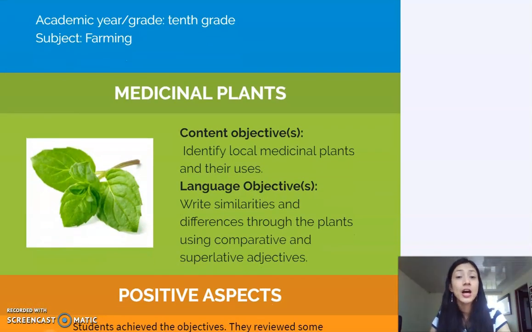This micro lesson had two objectives. The first one related to the content: students will be able to identify local medicinal plants and their uses. And the second related to the language: students will be able to write similarities and differences between the plants using comparative and superlative adjectives.